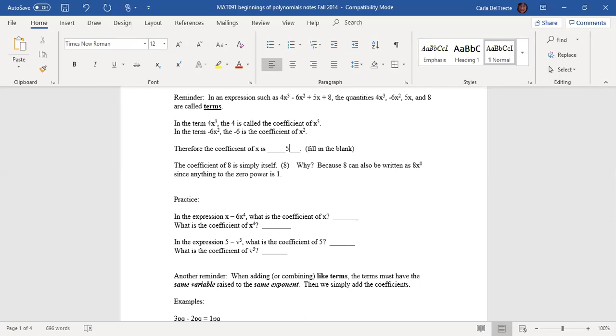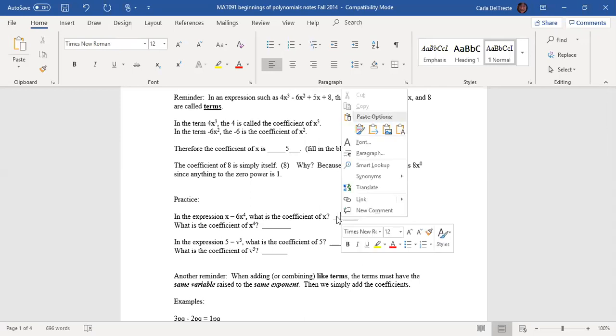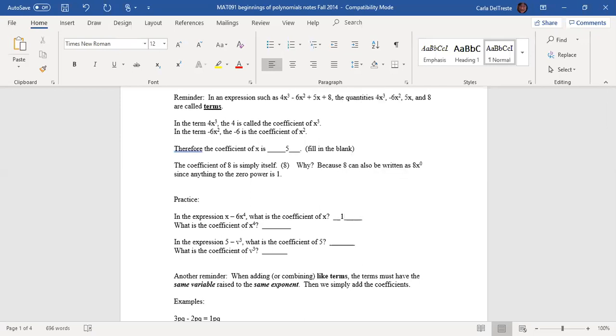So there's some practice problems here. In the expression x minus 6x to the fourth, what's the coefficient on x? Well, let's go to just the regular x term. The coefficient here, I don't see a visible one, but we know that means that there's a 1 in the front. And so the coefficient will be 1. What's the coefficient on the x to the fourth term? Well, the number in front of x to the fourth is negative 6. Remember, the sign stays with the term.